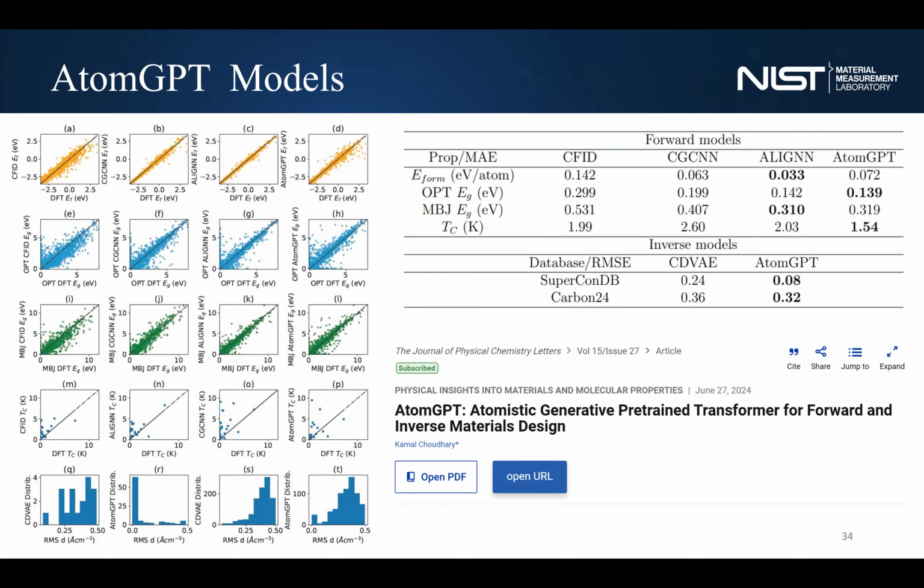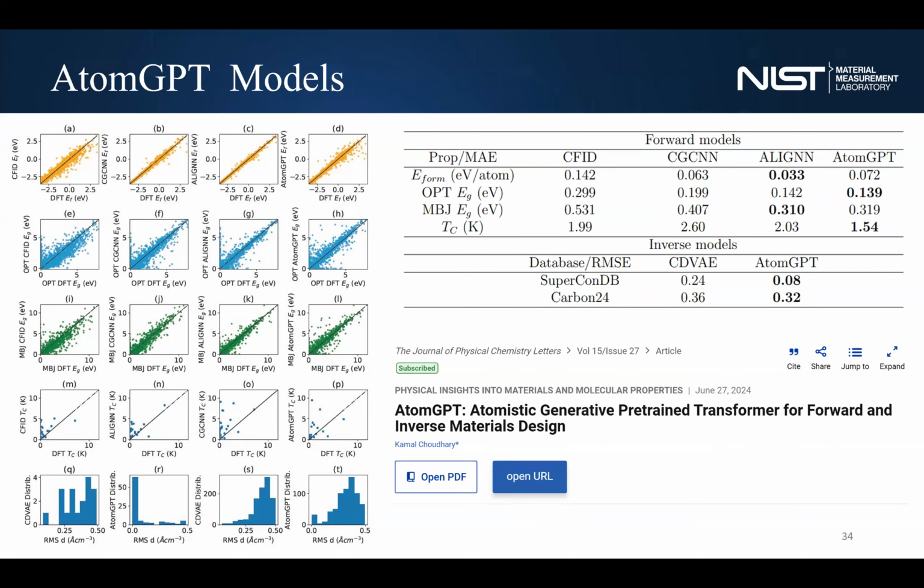We tried this AtomGPT model for both forward and inverse design. Especially, we tried at least four properties: formation energy, GGA band gap, meta-GGA band gap, and superconducting transition temperature. We found that these GPT models are good for electronic properties like band gap and Tc, but not so good for energy quantities like formation energy. Graph neural network models are still very good for that kind of classical quantity. Not only for the forward model, but also for the inverse model, we compared on Carbon-24 and our superconductor dataset that we developed, and it was better and faster than the CDVAE model, at least for the RMSE metric.